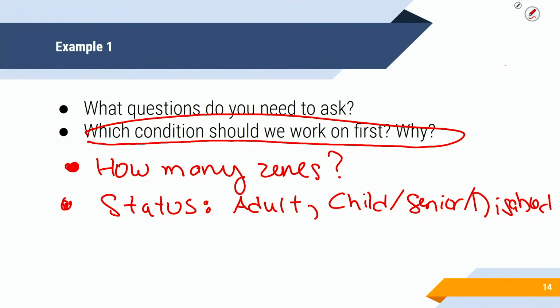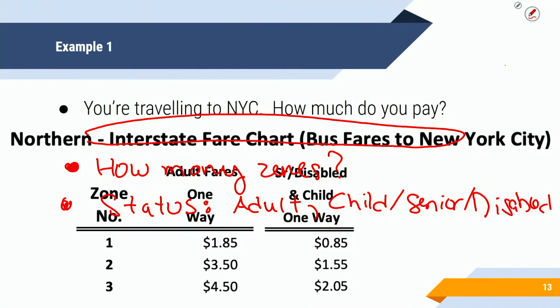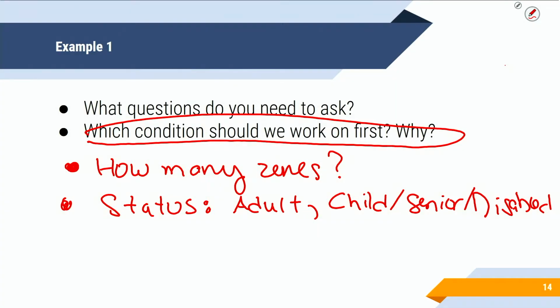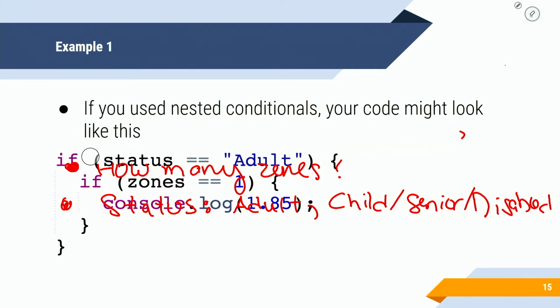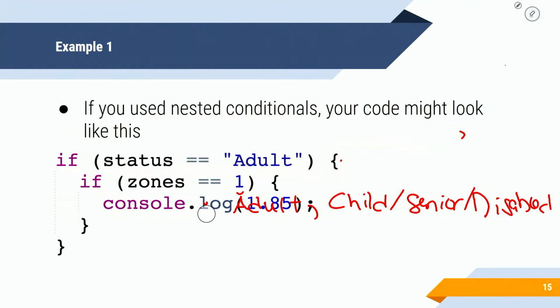Alright, so we'll start off with statuses because there are only two statuses here. There actually are more zones, like 15 zones or so, so we'll just stick to 3 zones to make our lives easy. If you use nested conditionals, and we'll compare because there are many different ways to write code, not necessarily just one way.